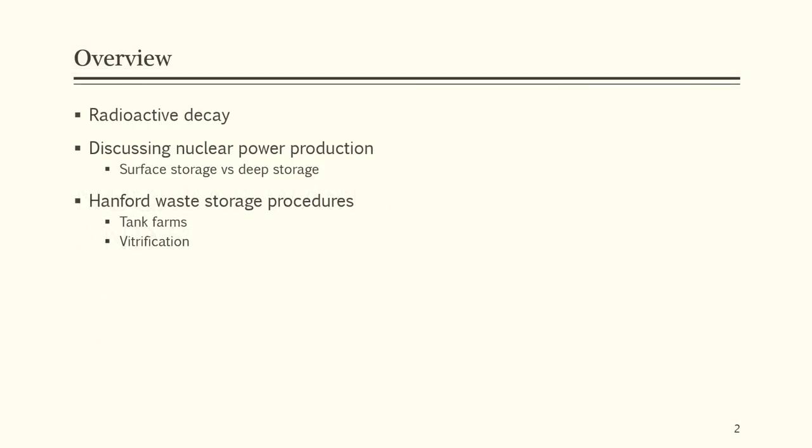So an overview is I will discuss radioactive decay and its various properties. Then I'll discuss nuclear power production, specifically surface storage versus deep storage of the nuclear waste. And then we'll go into how the Hanford waste storage was conducted via the tank farms and then current waste storage via vitrification.